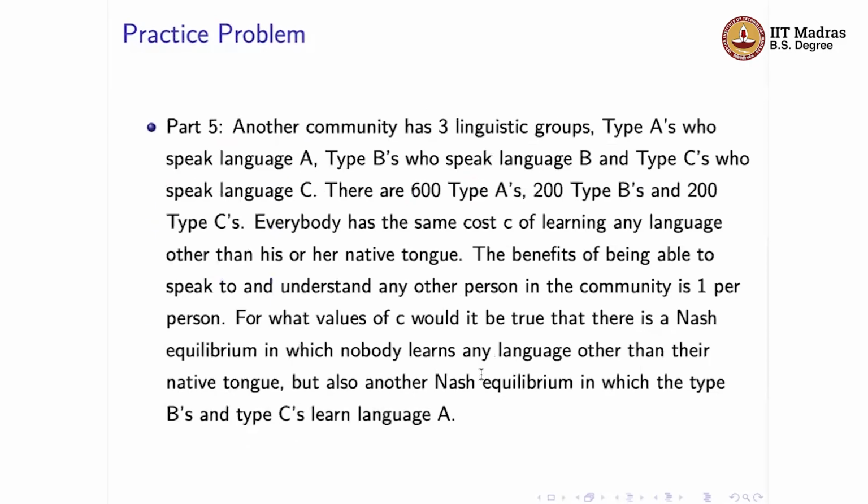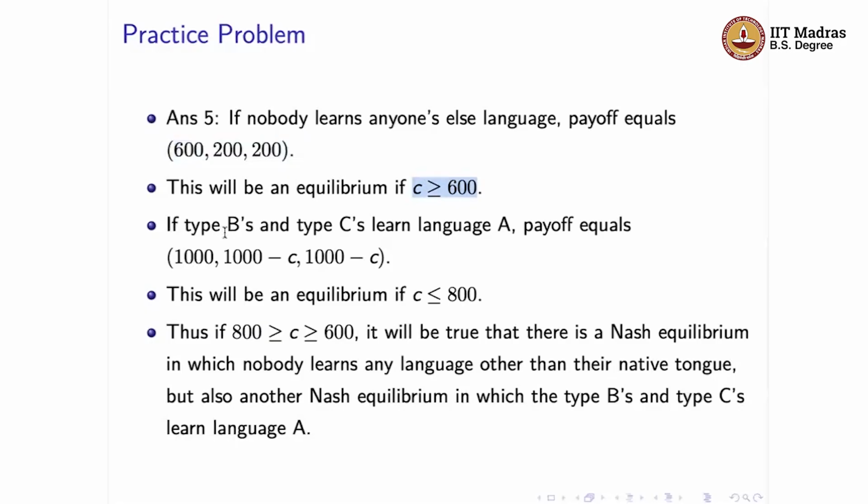We also wanted another equilibrium where type B's and C's learn language A, right? Okay, in that case, what's going to be the case? Each of the type A's is going to get a payoff of 1,000. Why? Because B, C, and A can all communicate with type A people, right? So therefore, you're going to get a payoff of 1,000, and they don't have to incur any cost because B's and C's incurred the cost to learn the language.